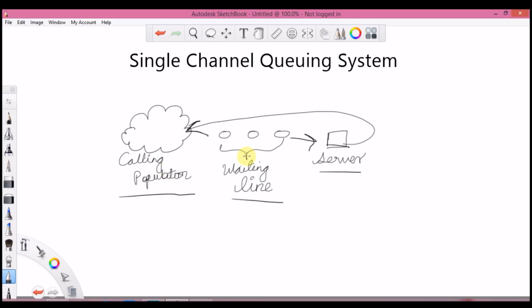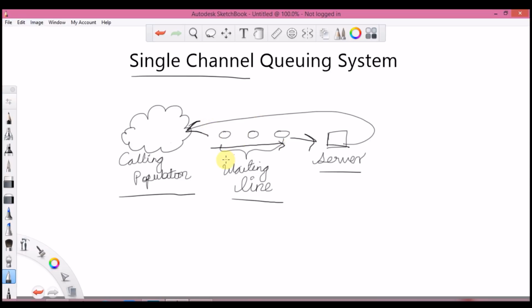So a few things to remember is that the name single channel is due to this single channel that appears here. It is a single flow of orders, so there are no n channels. It's a single channel through which orders are processed and sent to the server, and the calling population is infinite. There can be any number of orders or customers that want to be served by the server, so there is no limit on that.